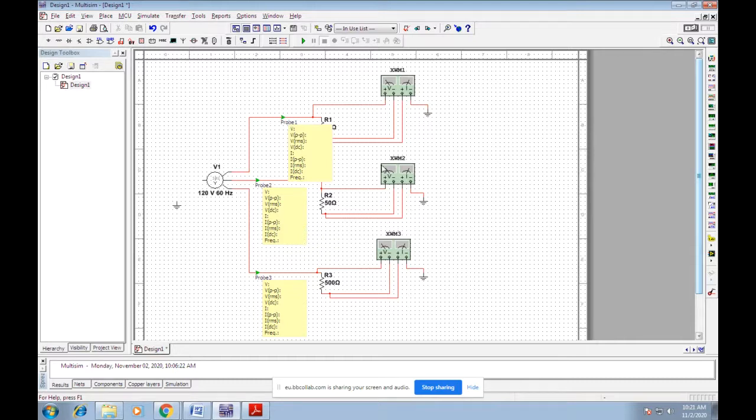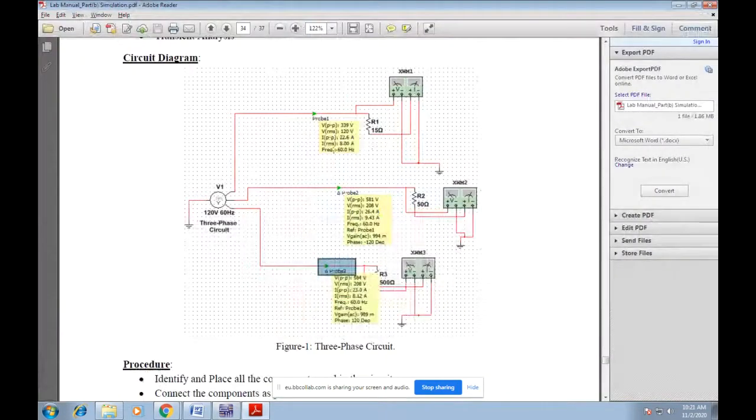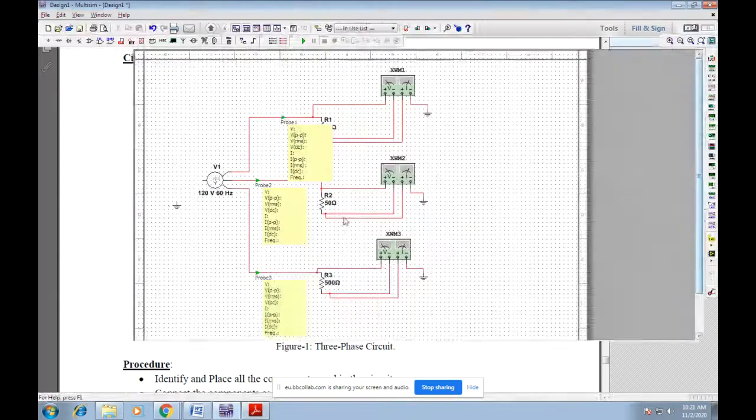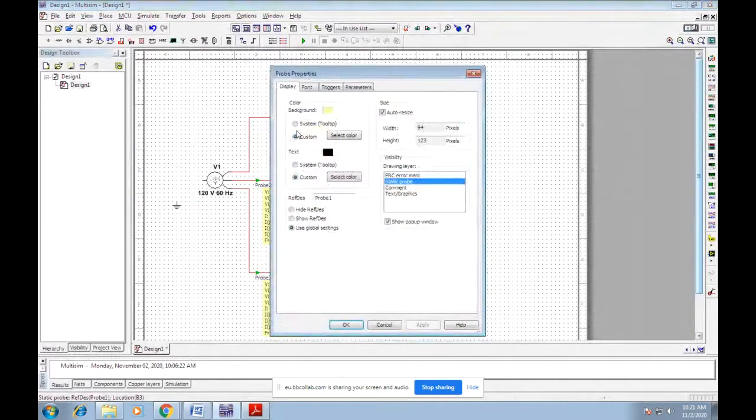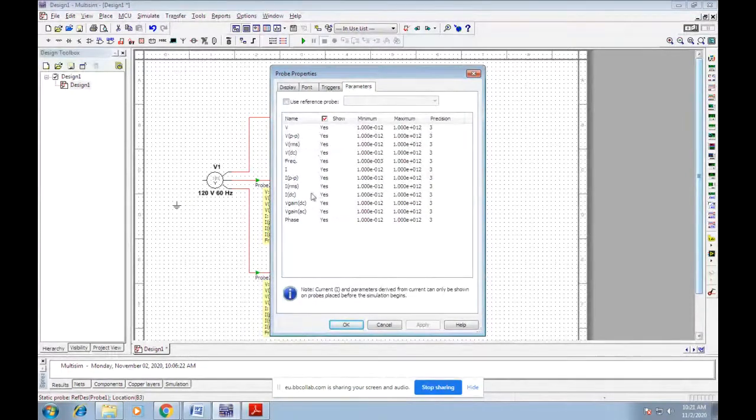Okay. So you can observe that here we are measuring peak to peak voltage, RMS voltage, peak to peak current, RMS current and frequency only. For probe 2, we are measuring all. So you should double click this. And from the parameters, you should select which you are supposed to measure. Okay, so here which it should show.